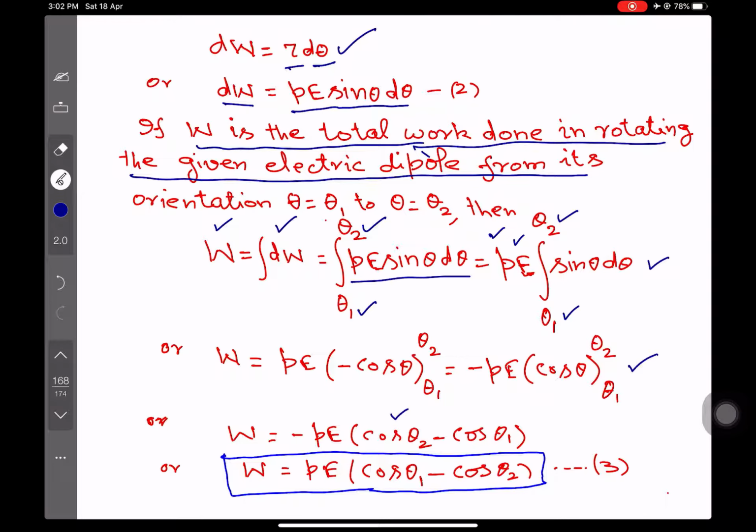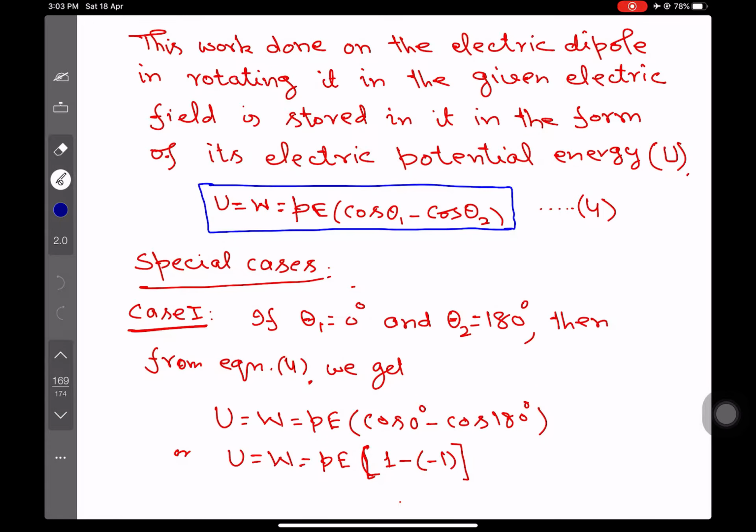फिर आपको पता है हम नेगेटिव साइन डालते हैं, वो डाल दिया, और फिर लोअर लिमिट थीटा की पुट करेंगे which is equal to theta 1, तो यहाँ पे आ गया cos theta 1. और अब ये जो नेगेटिव साइन है इसको मैं ब्रैकेट के अंदर ले गया, तो उससे क्या होगा, cos theta 1 will become positive and cos theta 2 will become negative, और W equal to PE into cos theta 1 minus cos theta 2. So this is the amount of work done in rotating the given electric dipole in the given electric field from the initial orientation theta equal to theta 1 to theta equal to theta 2.